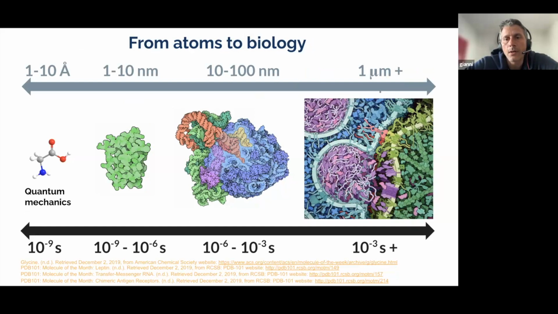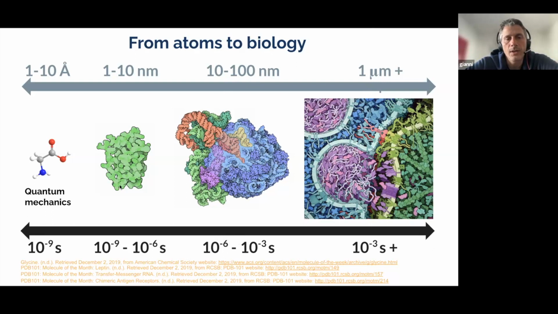Here on the right, you have the extreme complexity inside a cell. And you can zoom in. On the right, you have the scale of micrometers and 10 to the minus 3 seconds and above. All of these little things here are actually protein complexes, which are around 10 to 100 nanometers, with faster time scales.